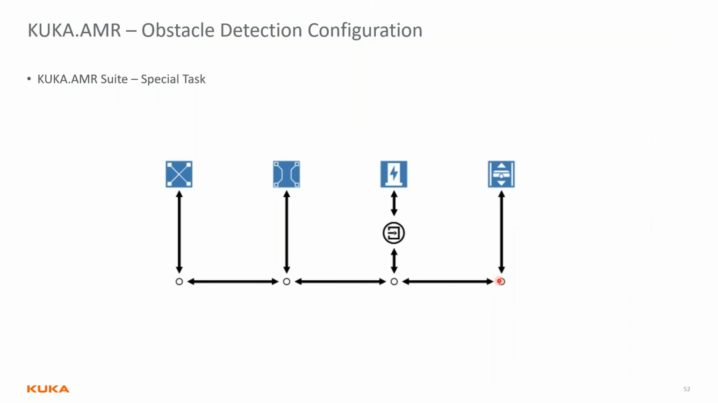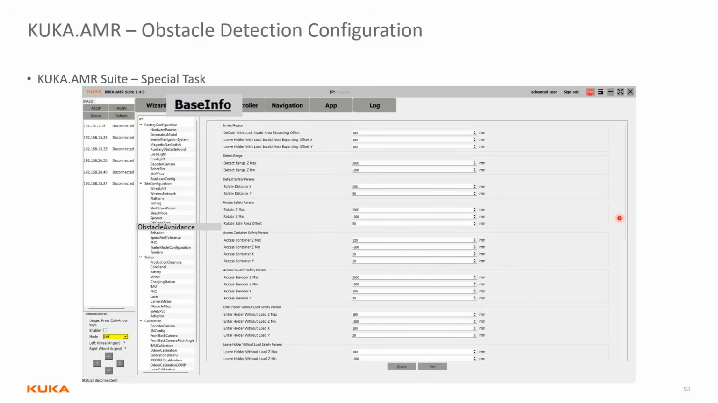If you are doing a special task, you want to go to KUKA AMR Suite. Sorry, these are what the special tasks look like: going into a rack with a container on top of it, leaving, brackets, chargers, elevators. You want to go to KUKA AMR Suite, base info, obstacle avoidance, and you have a list of parameters that you can change.